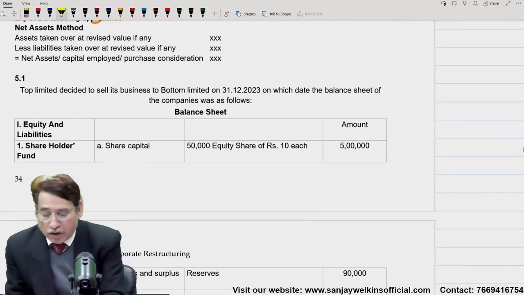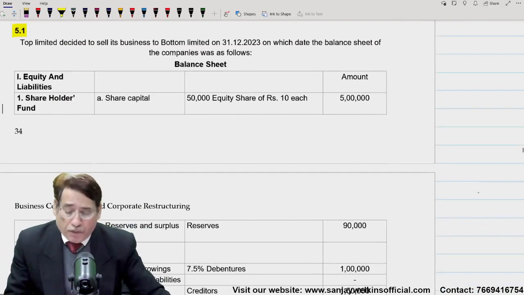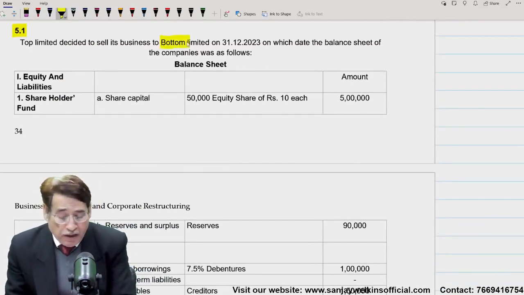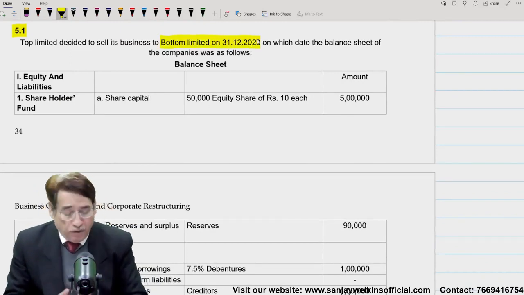Just have a look over this one. 5.1 is the question which we are picking up. Top Limited decided to sell its business to Bottom Limited. Indirectly, it means Bottom Limited is taking over the business of Top Limited. Is it clear to you or not?